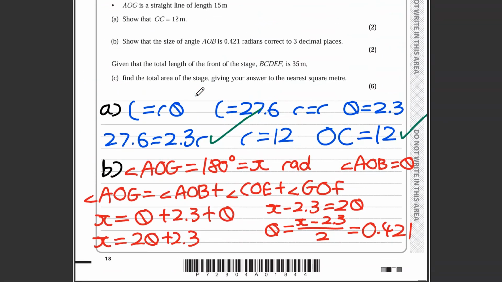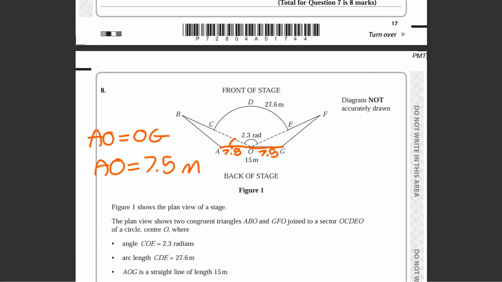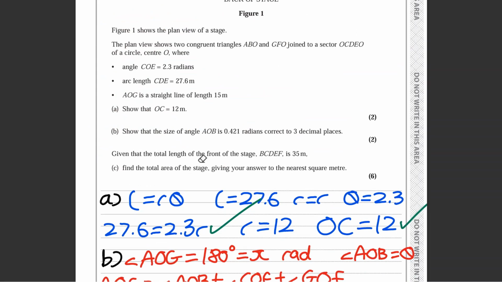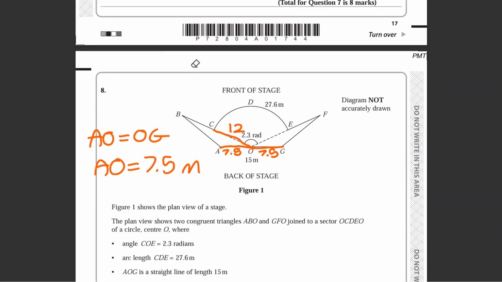Now b is a bit more difficult, okay? So b, if we look at it, is this line here. Now this line is actually made up of two different lines. It's made up of OC and it's made up of CB. Now we know OC, this is the radius, this is equal to 12. However, we don't know what BC is. What we can do though is figure this out using the information that the total length of the front of the stage, BCDEF, is 35 meters, okay?